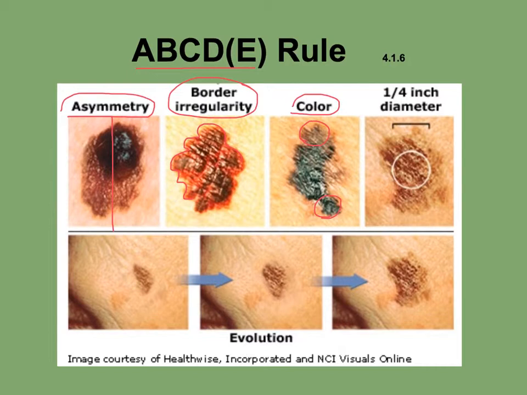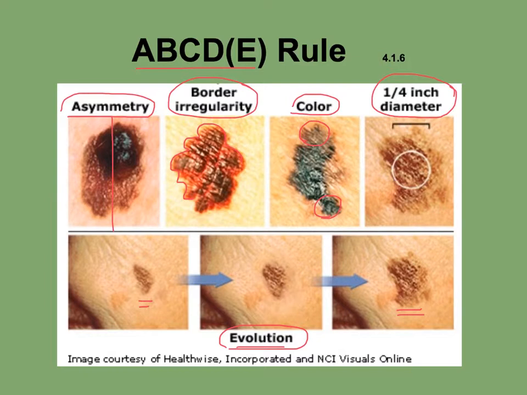The D stands for diameter, greater than 1/4 of an inch, so a larger dark spot is more of a concern than a smaller one. And the E, which I do think is worth considering adding to this list, is has there been some change? Has there been evolution of a spot? So we see here it goes from small to much larger.